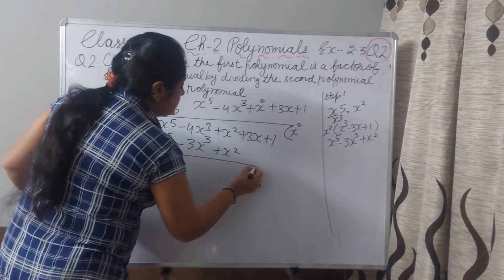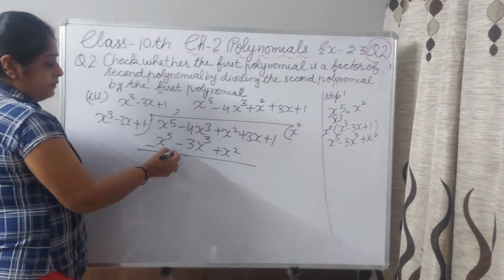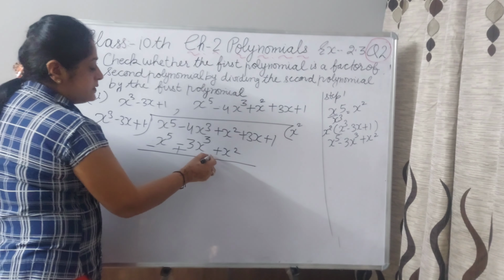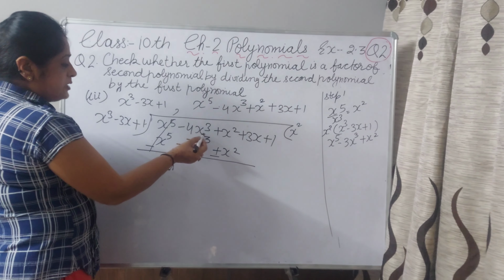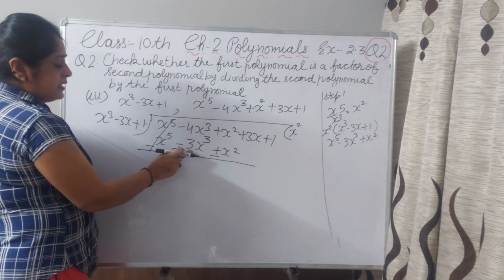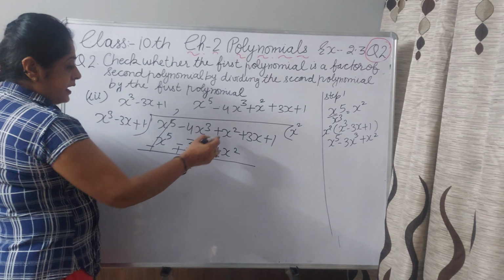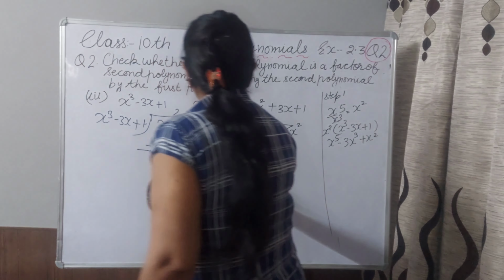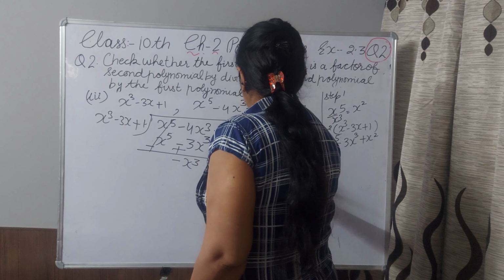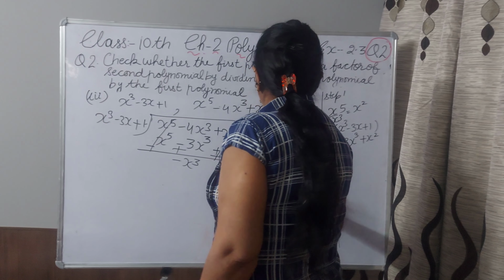Next step is change the sign. Positive change into negative, negative change into positive, positive change into negative. This positive and negative cancel. Minus 4x cube and this will be considered as plus 3x cube, minus x cube, and x square positive, x square negative cancel, and carry this plus 3x and plus 1.